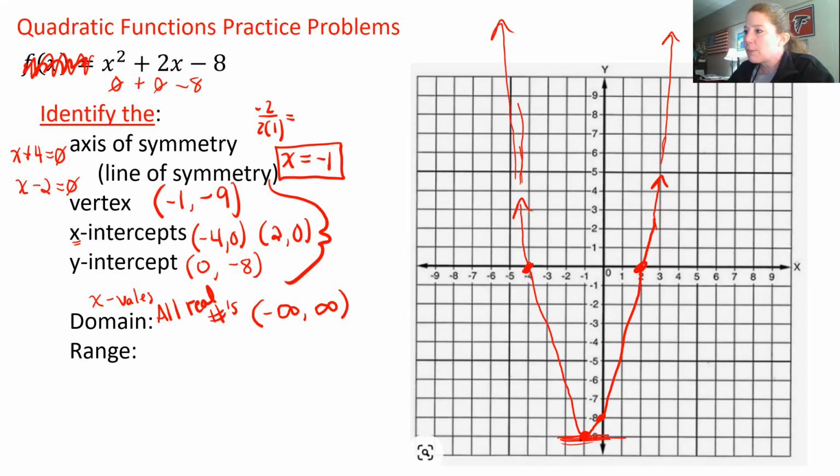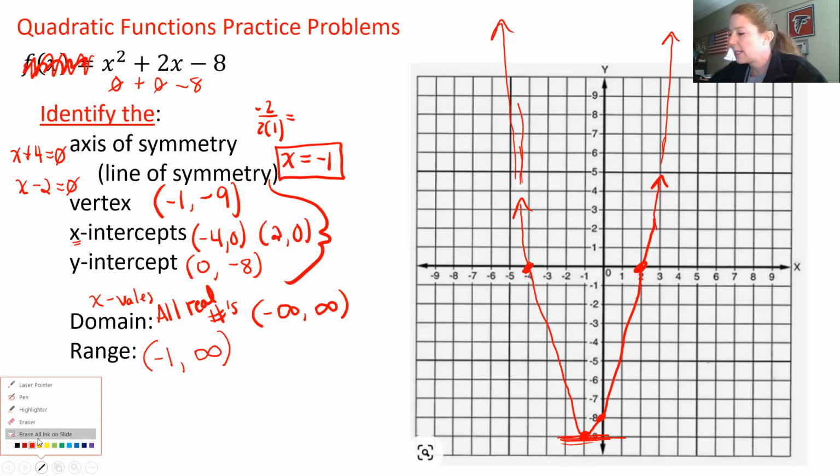So the very lowest point on this parabola is when y is equal to negative 9, right? So when y is equal to negative 9, that's our lowest point, but then it'll go up forever. So when x is negative 1, but then there's no limit to how tall our parabola is going to get. Okie dokie. All right, let's move on.